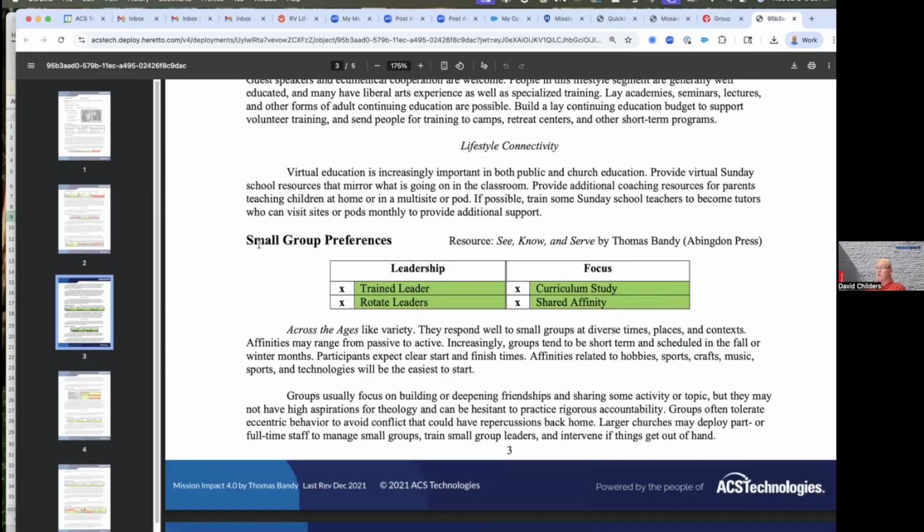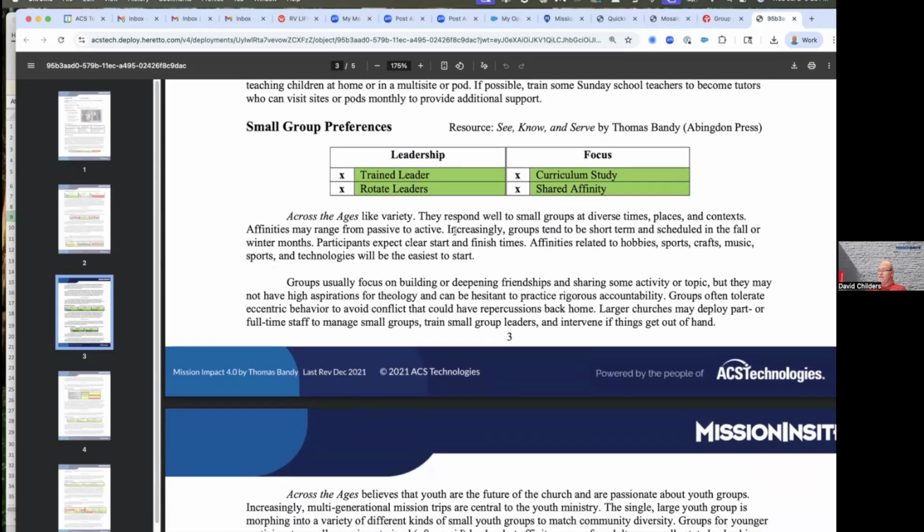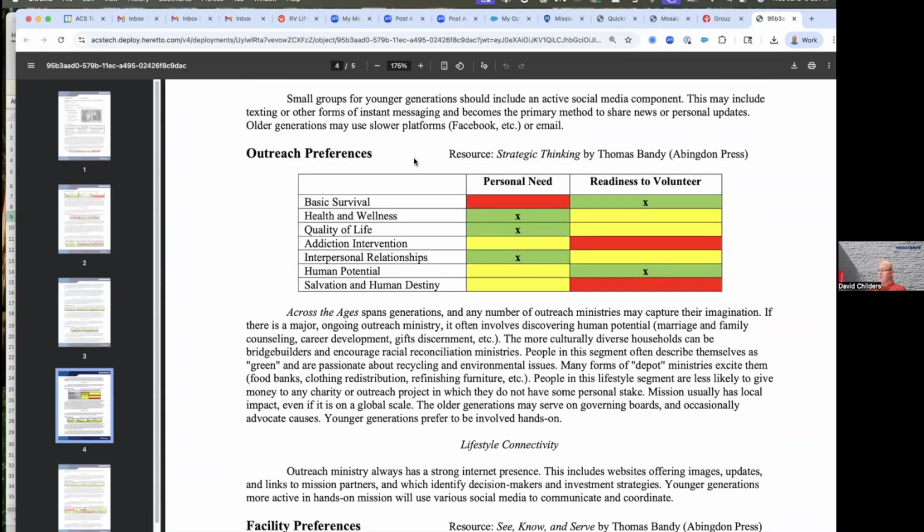What about their small group preferences? It is extremely rare that you would see leadership and focus in green on all four of those. That's almost unheard of. You'd see they're used to having rotated leaders or a trained leader. They both like curriculum study and they like shared affinity. So this is a group that's a little less easy to read about small group preferences, but I can do more on outreach preferences.